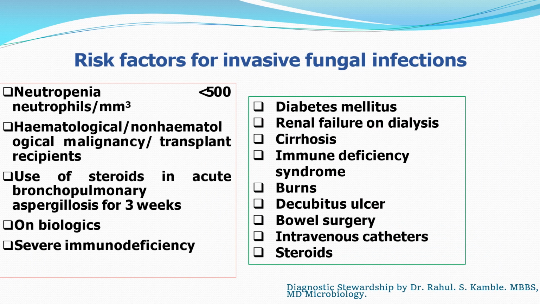Now, what are the risk factors for invasive fungal infections? Neutropenia less than 500 neutrophils per mm cube, or hematological or non-hematological malignancy or transplant recipients. Use of steroids in acute bronchopulmonary aspergillosis for 3 weeks. They are on biologics, severe immune defense. Premorbid factors include diabetes mellitus, renal failure, cirrhosis, immune deficiency syndrome, burns, decubitus ulcers, bowel surgery, IV catheters, and steroids. So these are the risk factors for invasive fungal infection.